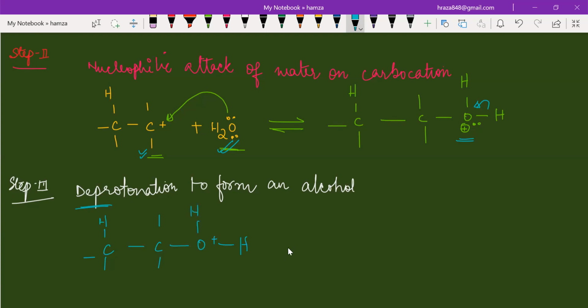So what happens here? It's very easy. Since this reaction is in water, this will take an electron from here and it will attack here. So we will get alcohol here, and there will be removal of H2. Please write it. This is the mechanism.